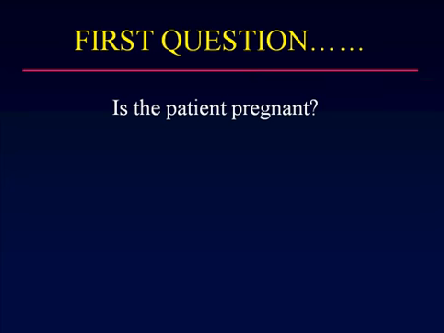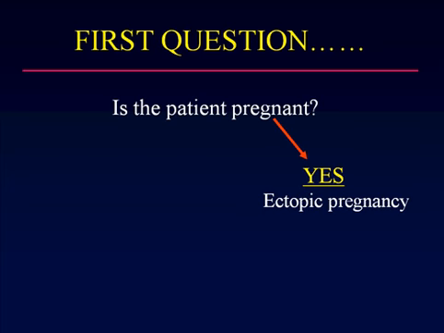The way that these patients present typically is with pain and vaginal bleeding in the first trimester. Whenever such a patient comes into the emergency room or the clinic with pain and vaginal bleeding, the first question that you need to ask is: is the patient pregnant? If the answer is yes, the primary thing that you need to exclude is whether or not she harbors an ectopic pregnancy.